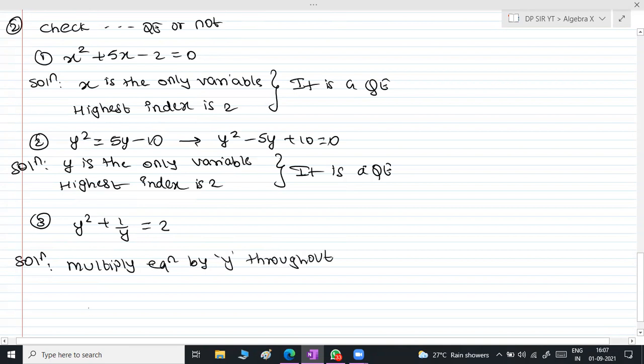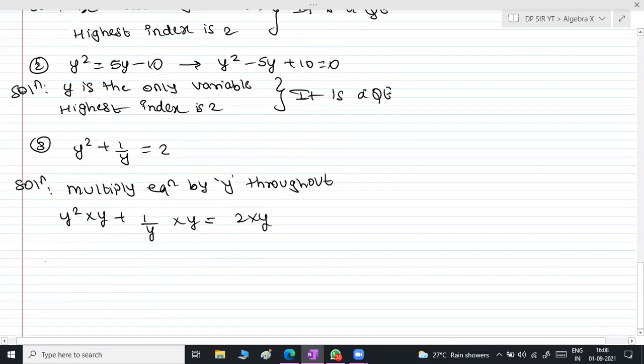Okay. So here you are going to multiply by y. See to it that you understand this well: y square into y plus 1 upon y into y, which is equal to 2 into y. So your equation will become y cube plus y, isn't it? Y cube plus, this will get cancelled, y y is gone, so you get y cube plus 1 is equal to 2y.